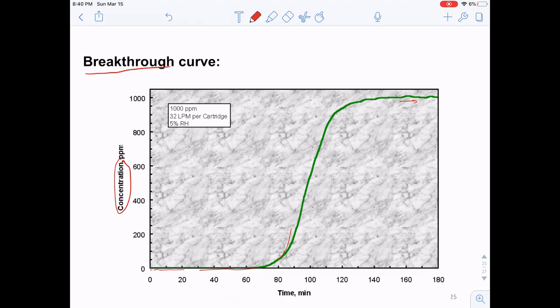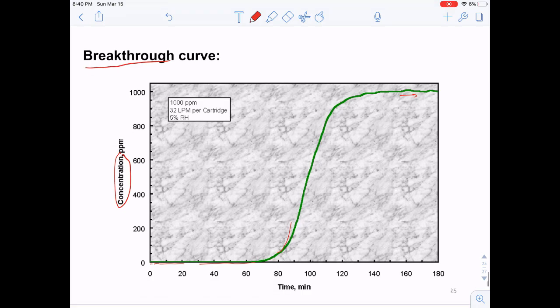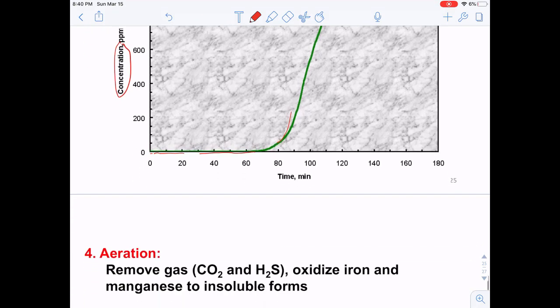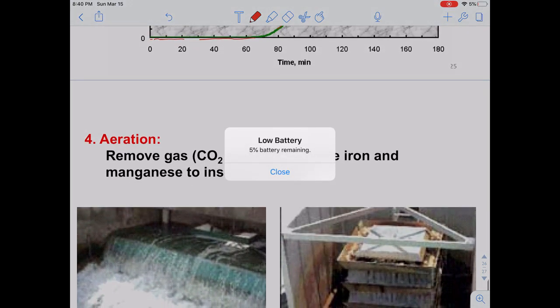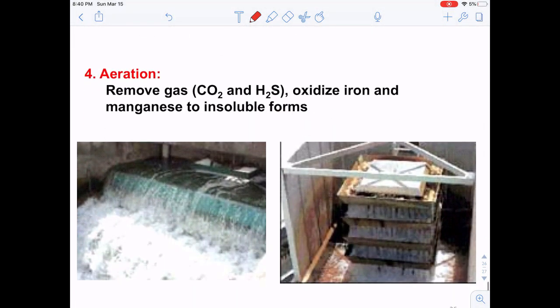And you can see that, similar to the filtration system, for the adsorption we probably also need to build several setups, right? So that we can easily take one of the setups offline for regeneration and then put it back online. So we cannot just simply deploy one adsorption system in the water treatment process.